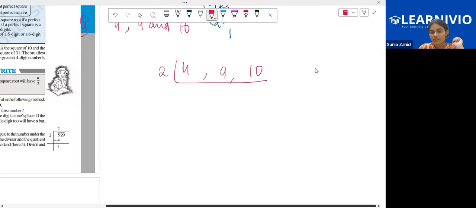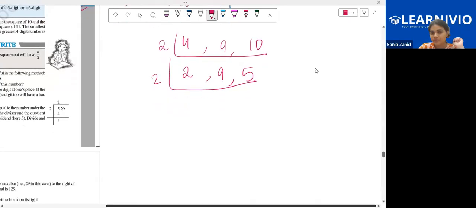What will I write over here, Rida? Ma'am, 2. 2 into 2 times is 2. Then 9 is not divisible, so I'll just write 9 only. Then 2 into 5 times. Then again by 2, and then 1. 9 and 5 then is not divisible.